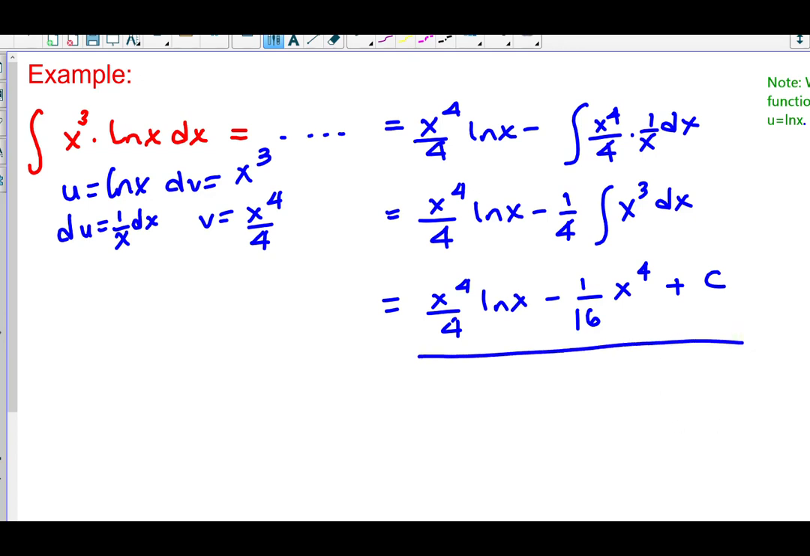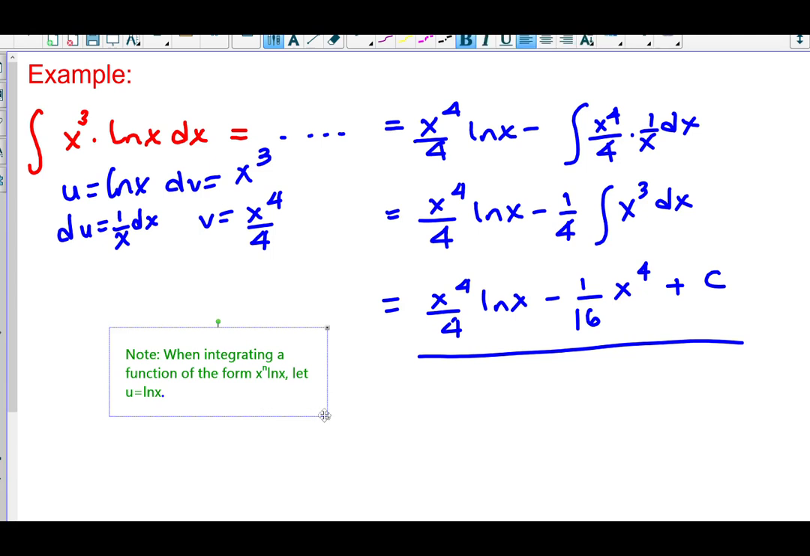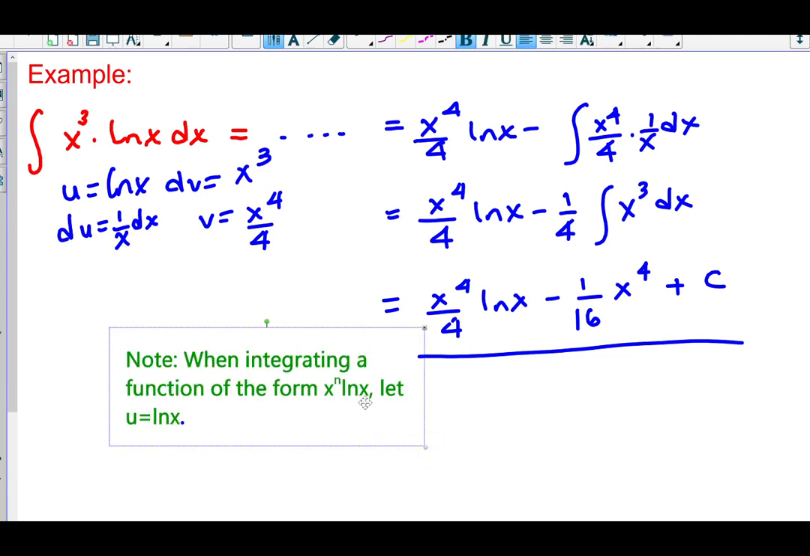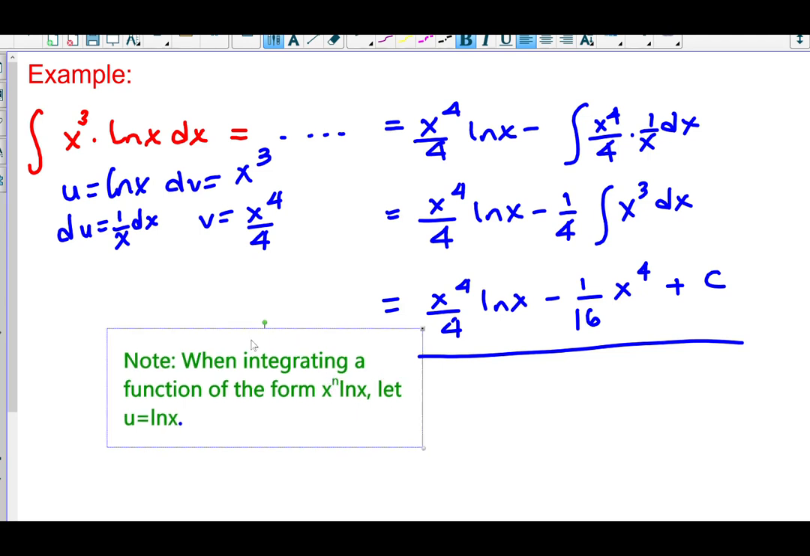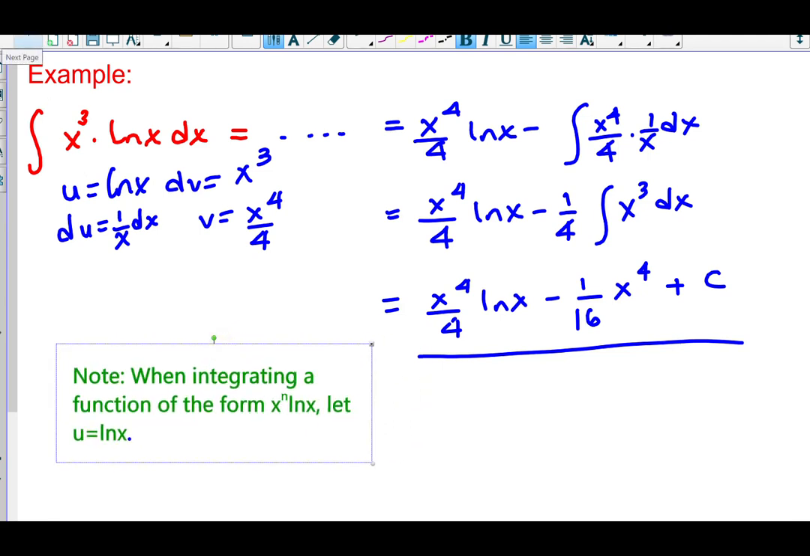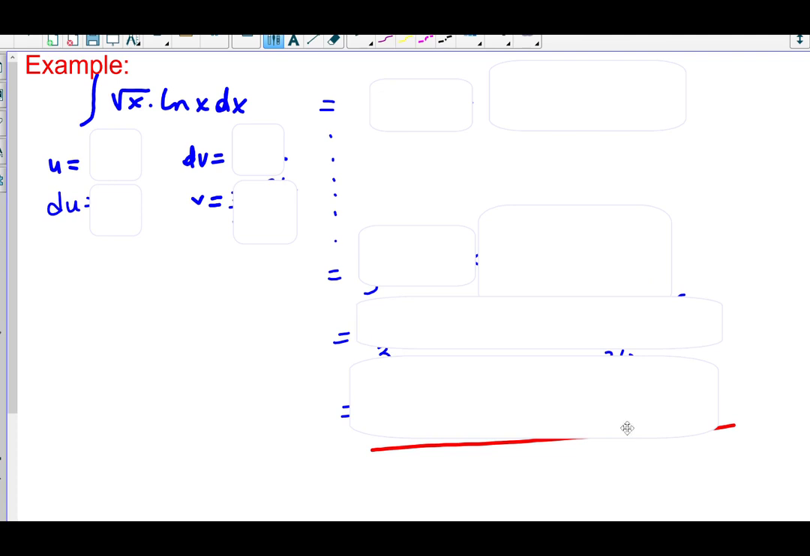So in other words, something we've learned from this example is when you're integrating a function of the form x to the n times ln of x, we did something unusual. We let u be equal to ln x, not u equal to the x to the power. Okay, so that's something to remember through the next few examples in this segment.